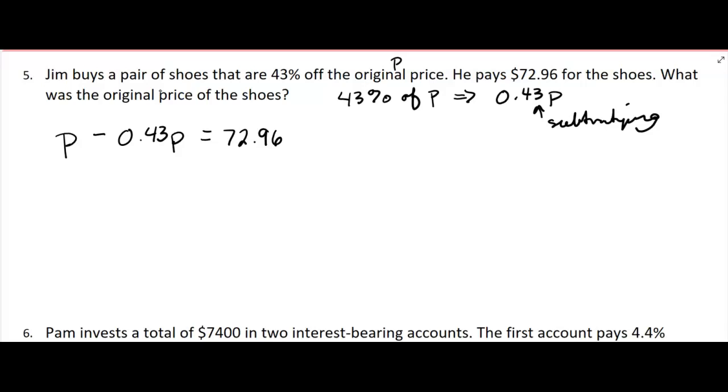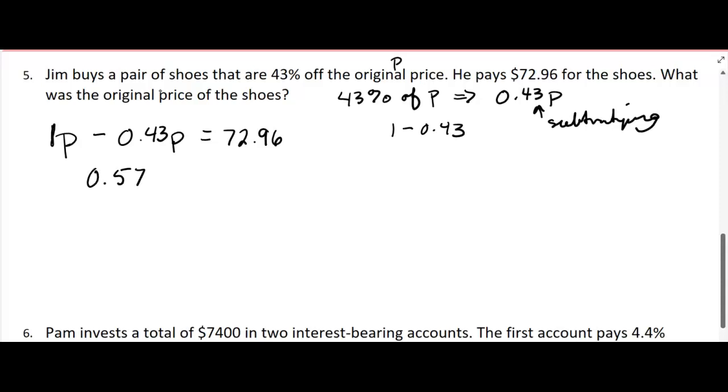To get rid of the decimal. That's done a lot of times. I probably wouldn't bother, but you could. Another way to think of it is, think of this as 1p. What's 1 minus 0.43? You can put that in a calculator.